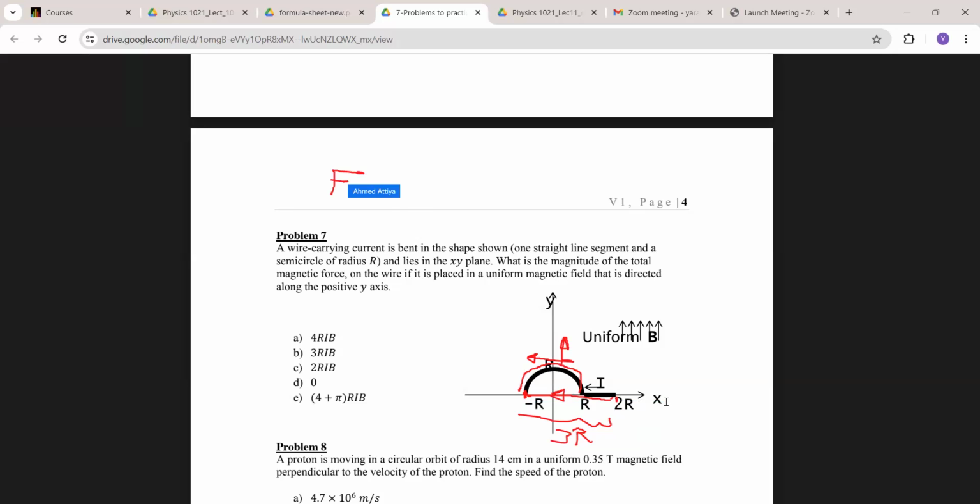So the force F will be I multiplied by 3R in the negative i direction, cross the magnetic field B in the positive j direction. i cross j is k, so this would be i cross j, so this is minus 3R I B. So that is the answer.